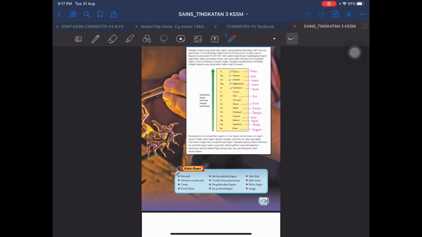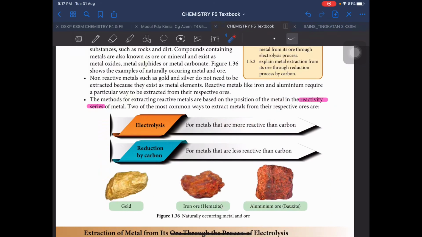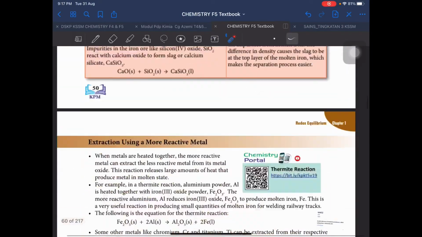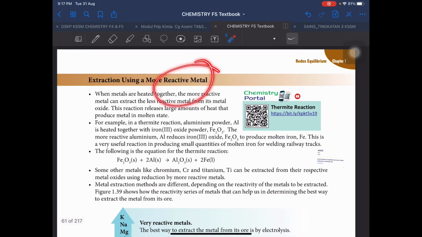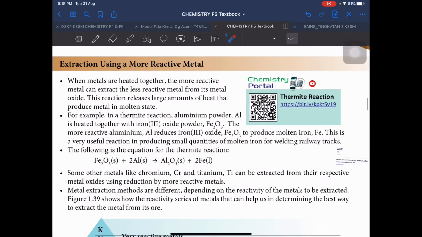Remember, kita punya series, reactivity series. Ingat, if the metals are above the carbon, so we use electrolysis, kan? And then if the metals are all below the carbon, we use reduction. So there's another way sebenarnya untuk extract metal, which is by using a more reactive metal. Dan ini sebenarnya adalah ilmu yang kamu sudah belajar, yaitu tentang reduction. Okay, about the reduction. So when metals are heated together, bila metals logam dipanaskan bersama, the more reactive metal can extract the less reactive metal from its metal oxide.